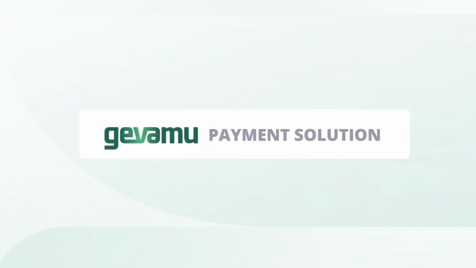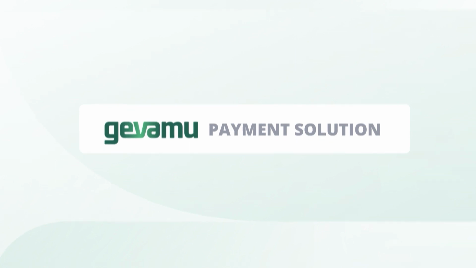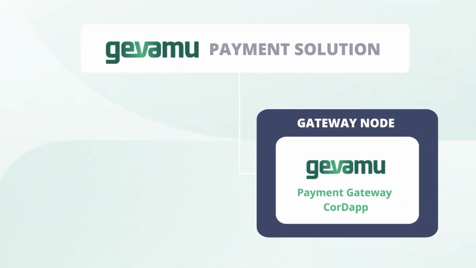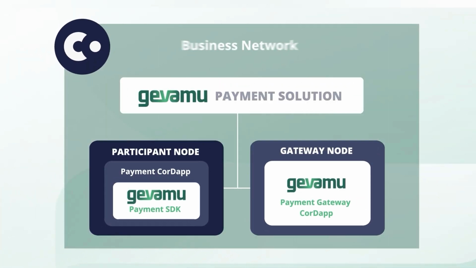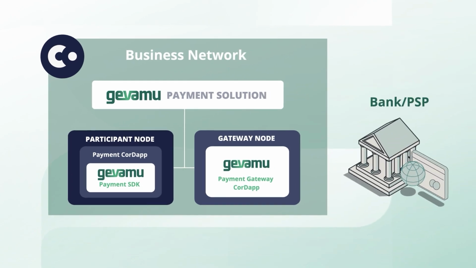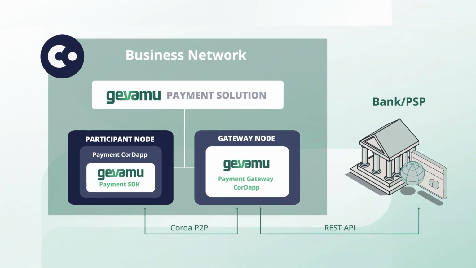The Gevamu Payment Solution consists of payment gateway core apps, one core app per payment services provider or PSP, and an open source SDK that can be integrated into your core apps. The solution enables users of a Corda business network to connect to associated off-chain banks and other PSPs. Let's look at each Gevamu Payment Solution component in more detail.